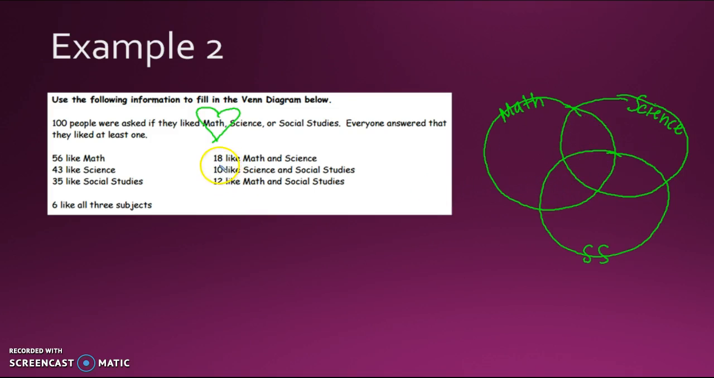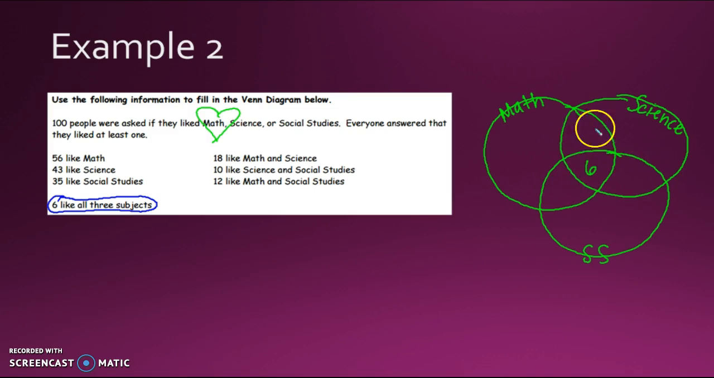Then also, if we look at 18 that like math and science, well, math and science is now the area overlapping both of those, and so there's 2 sections there, so I can't put in the 18. Whenever you fill in your Venn diagrams, you always start with the middle, the very middle. So there's 6 that like all 3. So we're going to put a 6 in the middle. Then we're going to start working our way out.